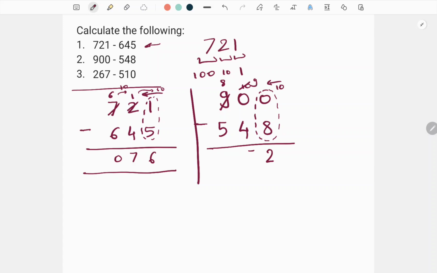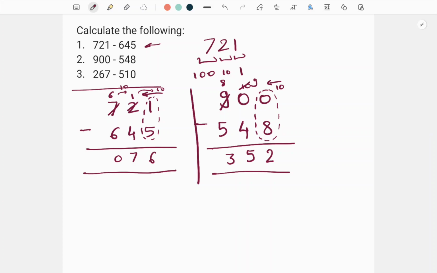9 minus 4 is 5, and 8 minus 5 is 3. So that is 352. So let's go over this again. What did we do in the first example? In the first example, we just had to borrow from one place to the right, and in the second example we had to borrow from 2 places to the right.